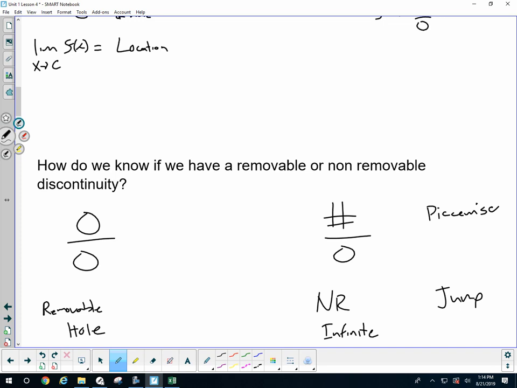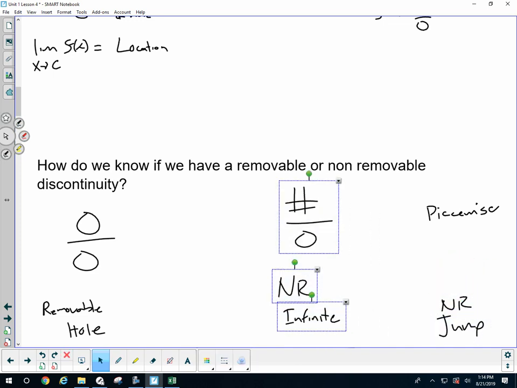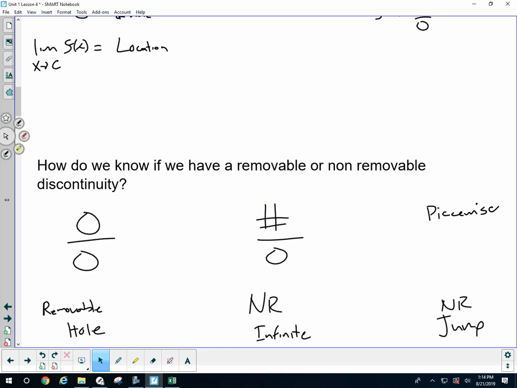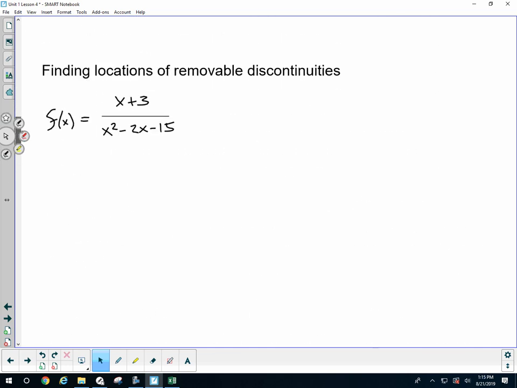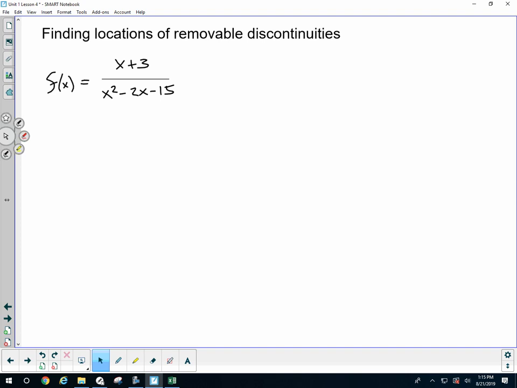But there's another type of function that we'll see is a jump. I'm going to spread these up a little better. Okay, good. So remember that. All right. I got different situations that we're going to get into before we get into this. Finding the locations of removable discontinuities, finding limits without the use of a calculator.